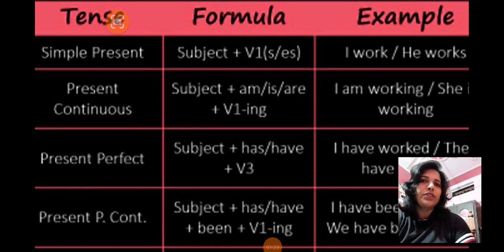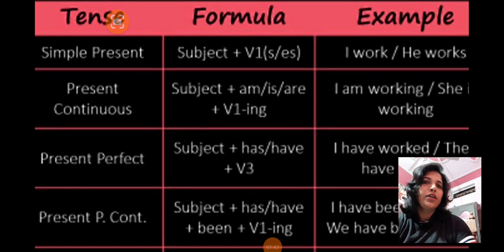Next is present continuous. In present continuous, subject plus is, am, are plus verb's first form plus ing. Going, working, doing, like that. So I'm working, she's working, they are working. So this is the use of is, am, are in different subjects and different pronouns.